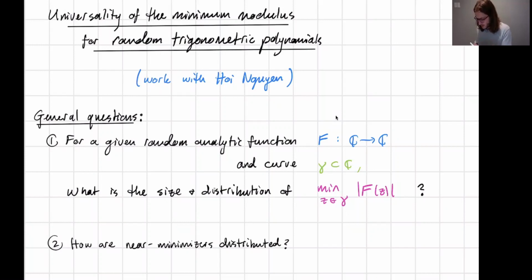So looking at the point process of zeros, we're doing something that is similar. I mean, there's a lot of techniques, but the tools that we use are sort of overlapping. But instead, what we're doing is we're fixing a curve, and we want to look at this analytic function on the curve and understand how small it can get.